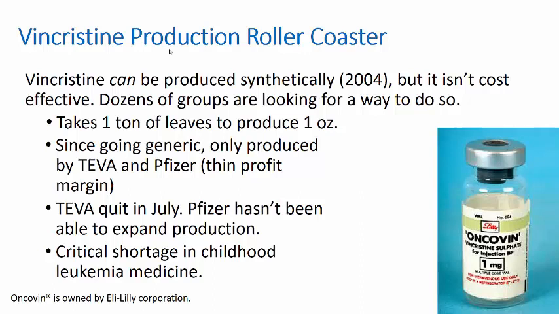And the reason why is it takes a ton of periwinkle leaves to produce 1 ounce of vincristine. Are you kidding me? 1 ounce of this stuff. Okay, that's like 2 milligrams of the chemical. Okay, so this vial right here that has 1 milligram in it had 1,000 pounds of leaves ground up and extracted to create it. Holy crap. That's like half a ton, right?